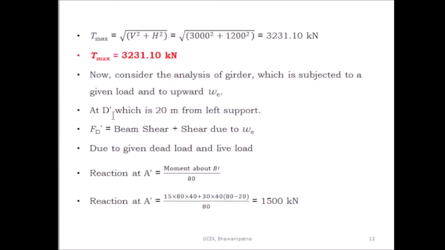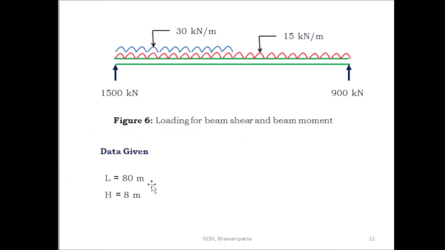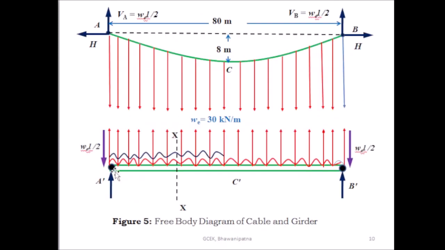So at D dash, which is 20 meters from the left support, you have to find out the shear force at a distance of 20 meters from the left support, that is at D dash. So F at D dash is equal to beam shear plus shear due to WE. So due to the given dead load and live load, what is the reaction at A dash? The reaction at A dash you can find out.